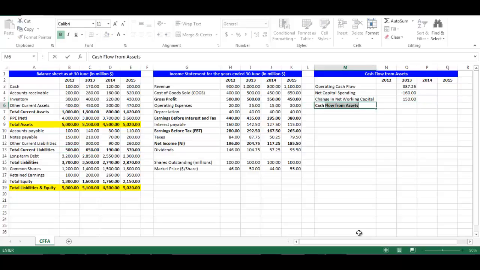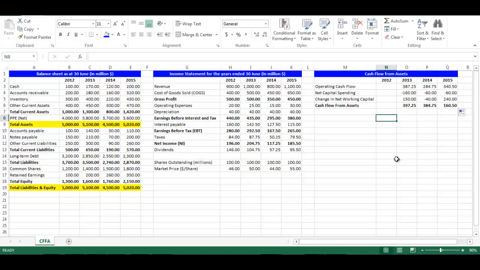In cell M6, write cash flow from assets. In cell O6, write equal O3 minus O4 minus O5. In order to expand the formulas to all years of analysis, highlight all the formulas we did in year 2013. From the small box on the right bottom, drag them into years 2014 and 2015.